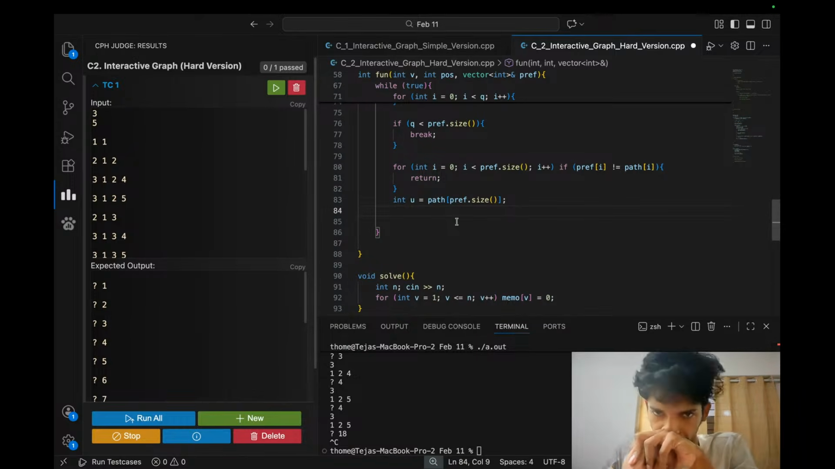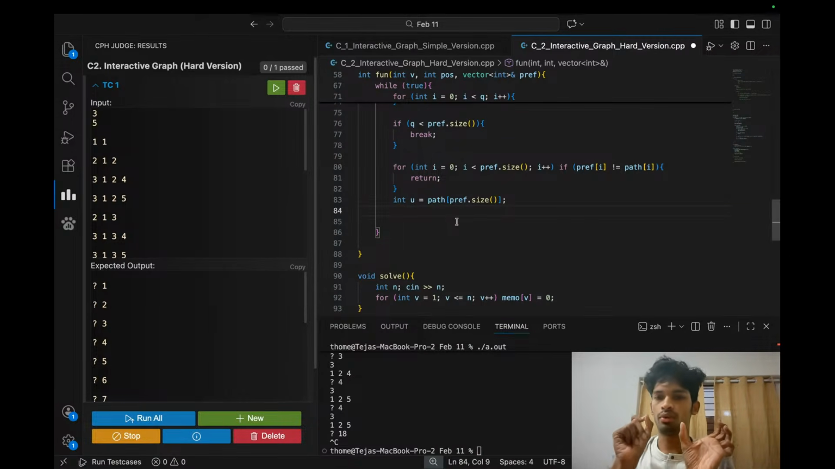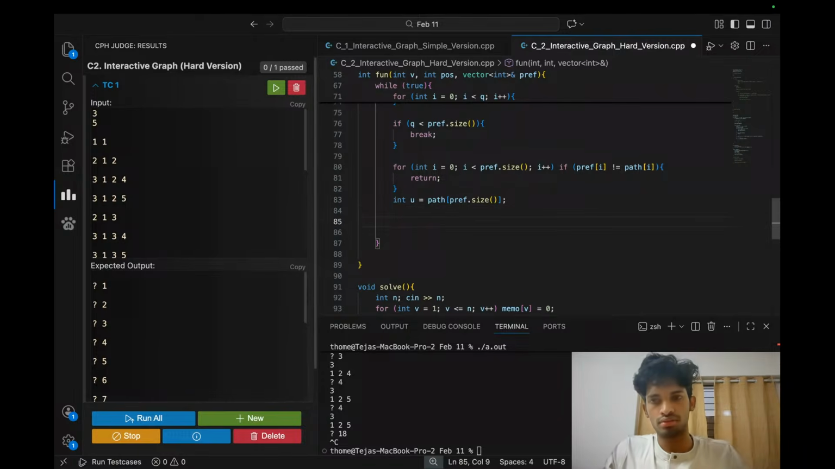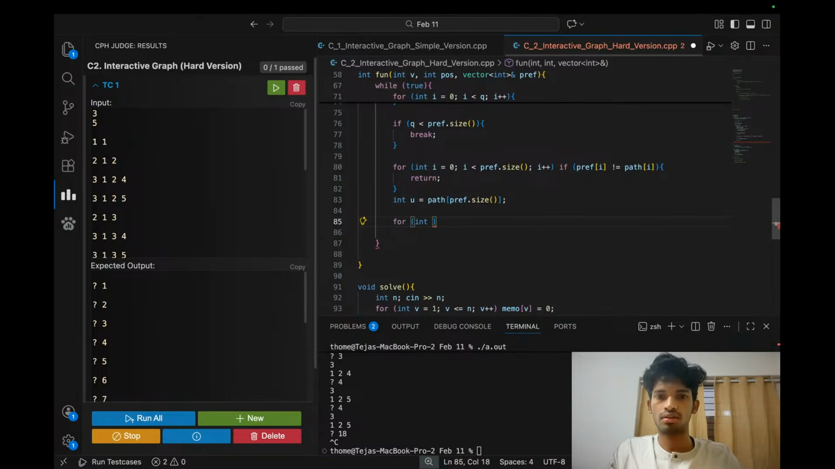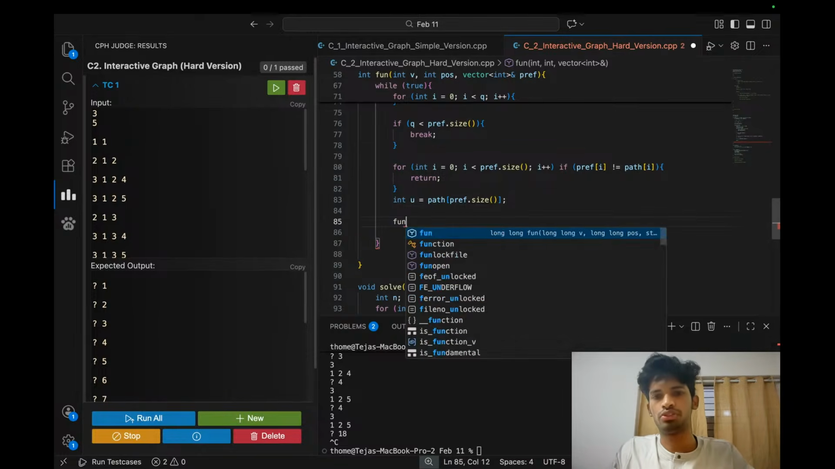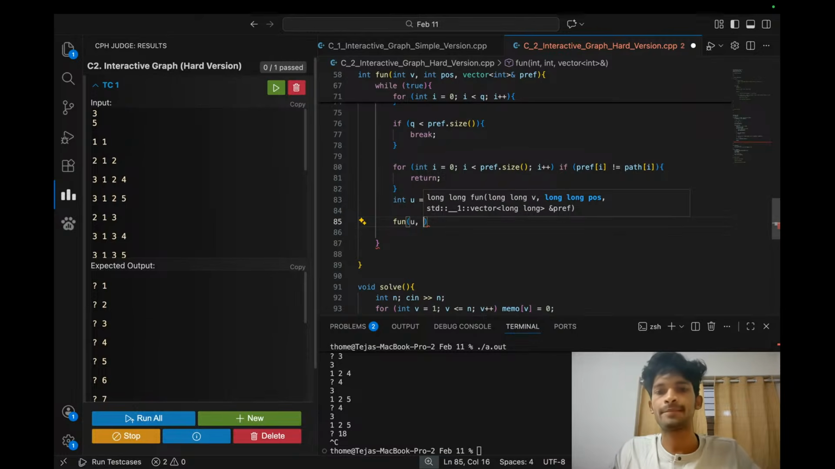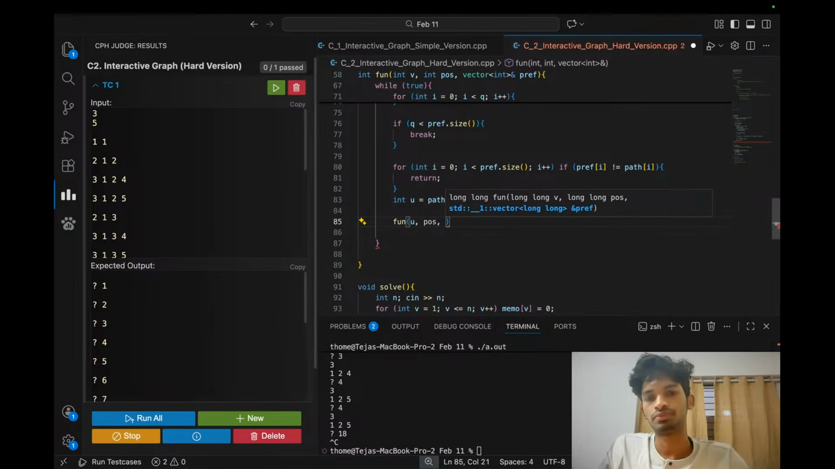Now what? You have v to the pref already. Now you have u. You want size of u so that you can skip that u. Yeah, you just want size of u. You just do fun of u, comma. You need a position from u, right?